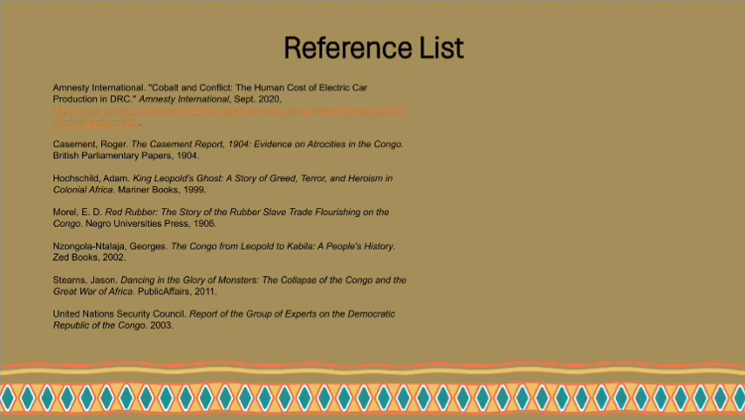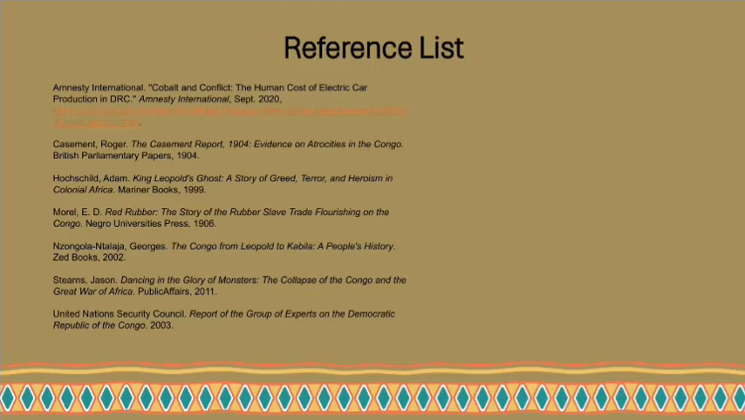And then for the next one, I used the Casement report by Roger Casement, which came out in 1904 and was direct evidence on the atrocities of what was going on in the Belgian Congo. It was an original diplomatic report that first provided the irrefutable and detailed evidence of the systematic violence and human rights abuses under King Leopold's rule. And it played a part in leading to international pressure for reformation.